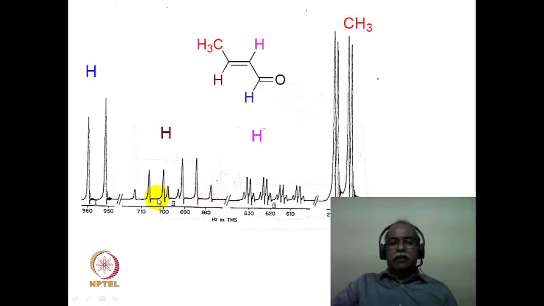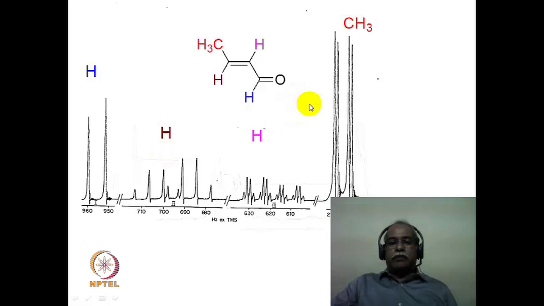What you are seeing is an overlapping quartet. You can see one quartet: signal number 1, signal number 2, signal number 3, and signal number 5 correspond to one quartet. Signal number 4, signal number 6, 7, and 8 correspond to another quartet. So an overlapping quartet of a doublet is what is seen for the multiplicity of this hydrogen, which is the brown hydrogen.